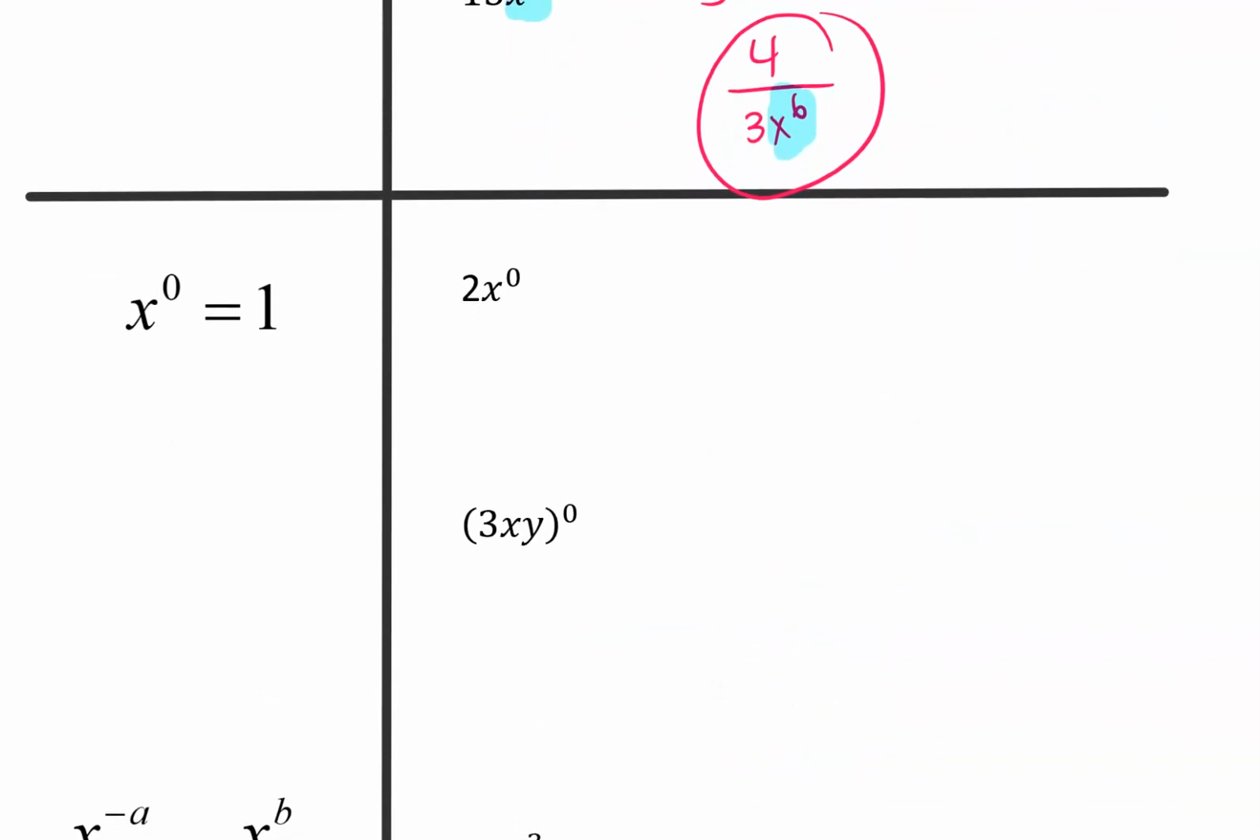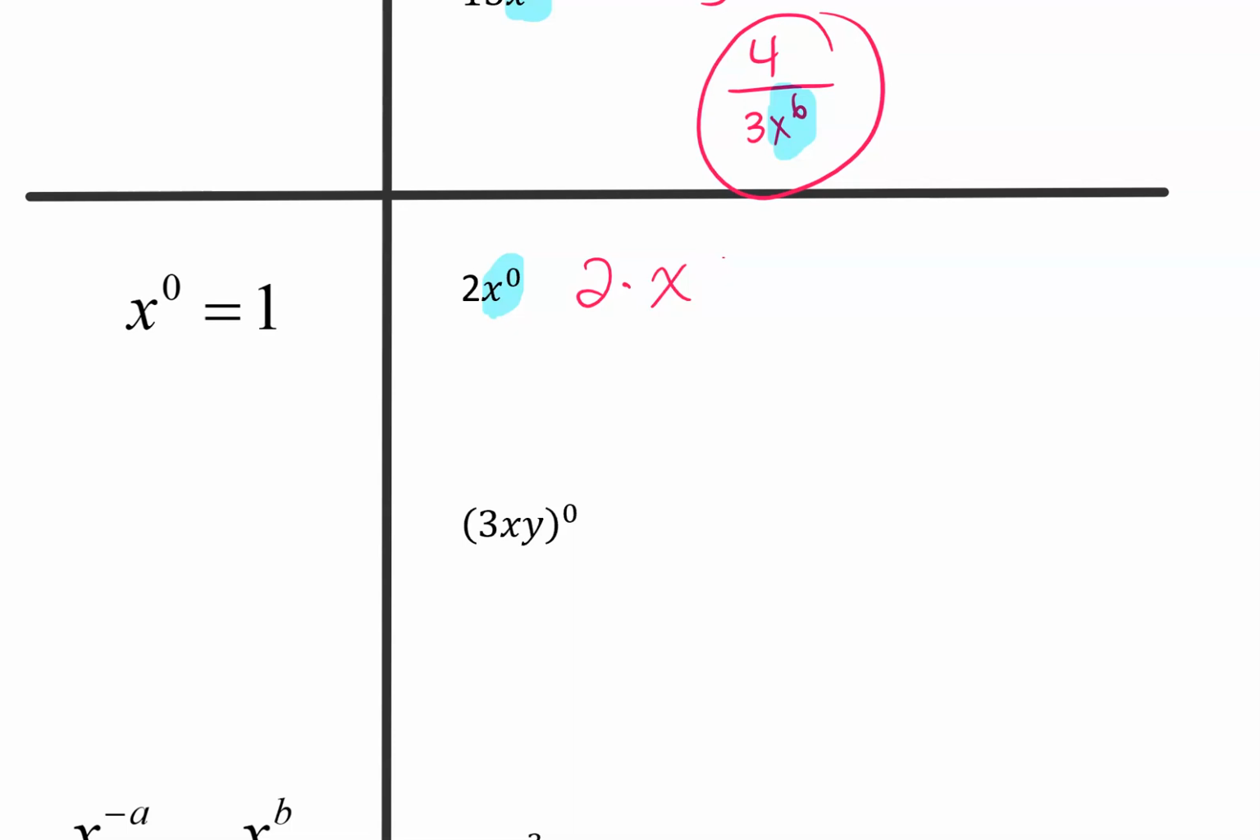Anything to the power of 0 is 1. So x to the 0 equals 1. In this example, I want you to see that this means 2 times x to the 0. Okay? Exponents are only affecting what they directly touch. So the only thing that's being taken to the 0 power here is the x.